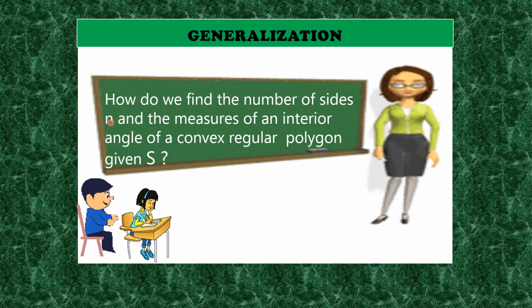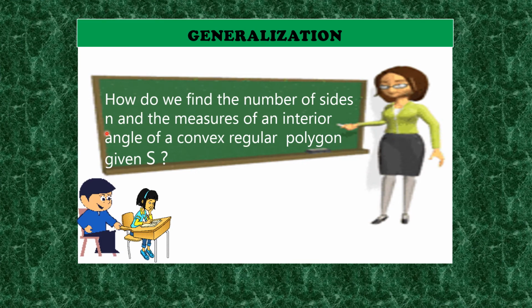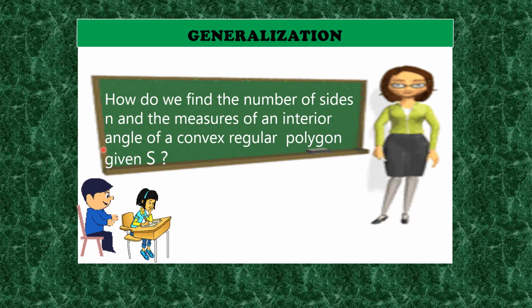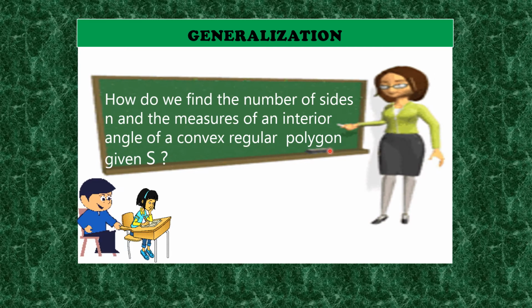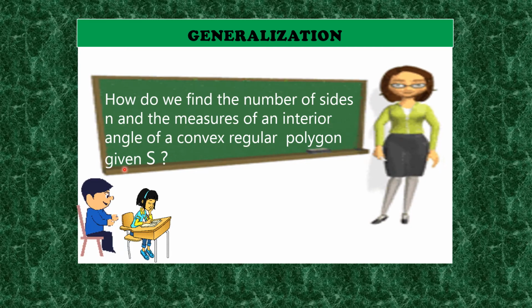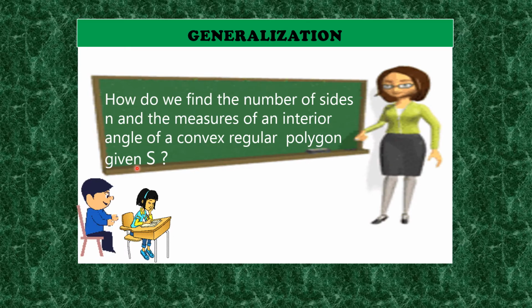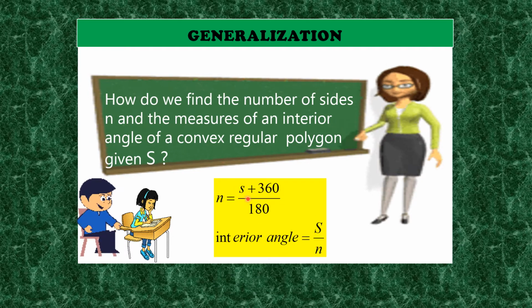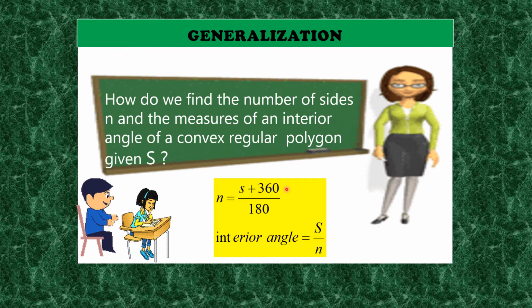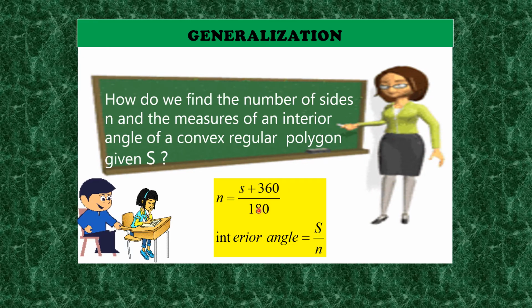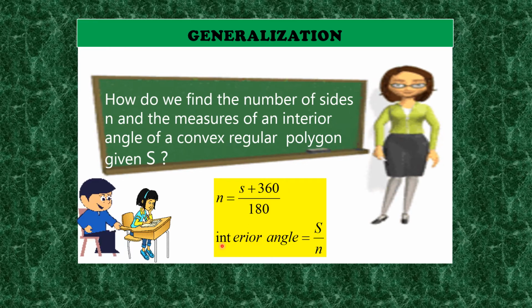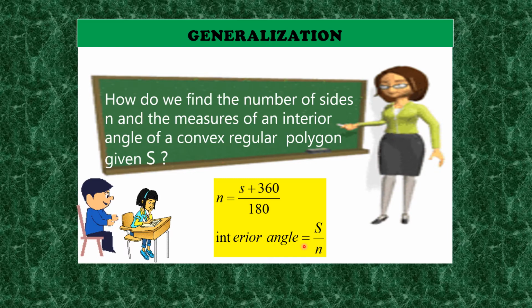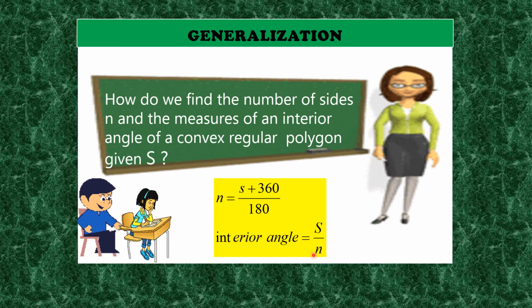How do we find the number of sides N and the measure of an interior angle of a convex regular polygon given S? N equals (S plus 360) divided by 180, and the measure of an interior angle equals S over N.